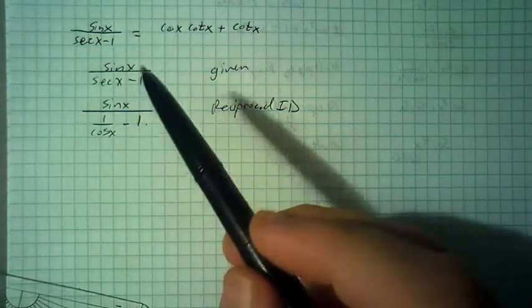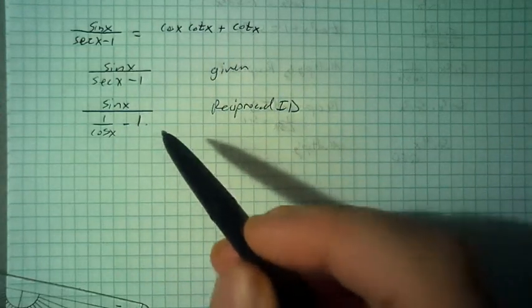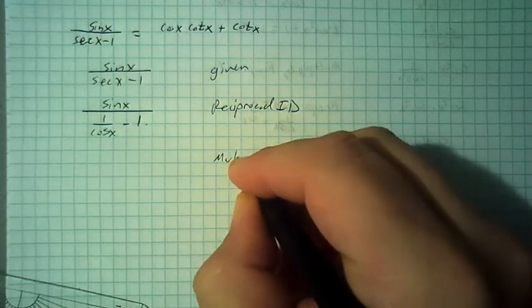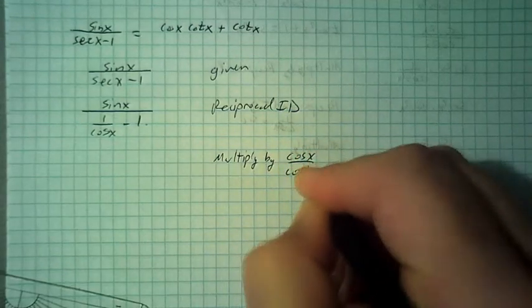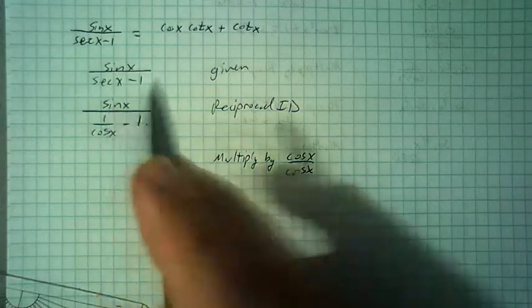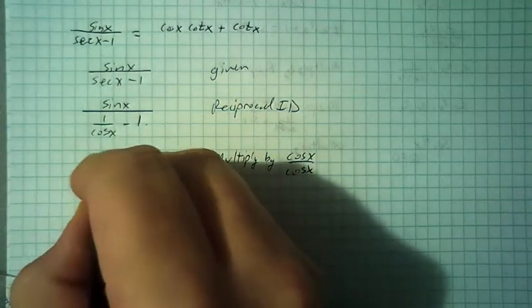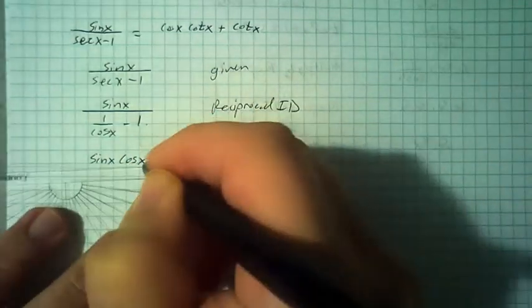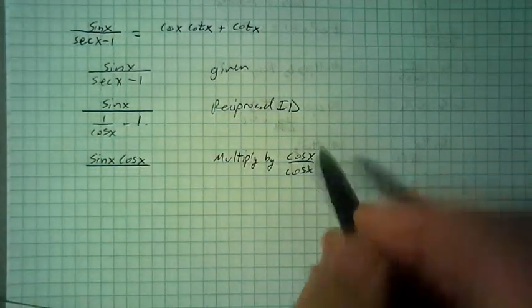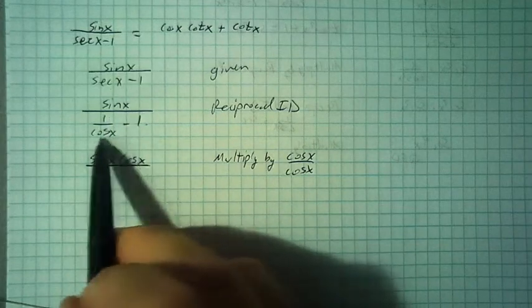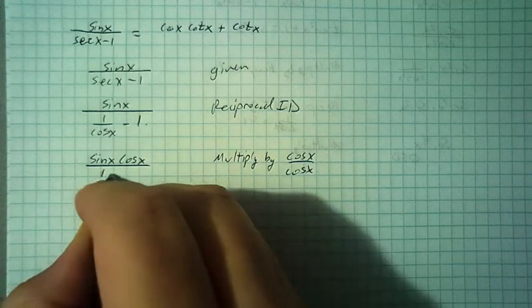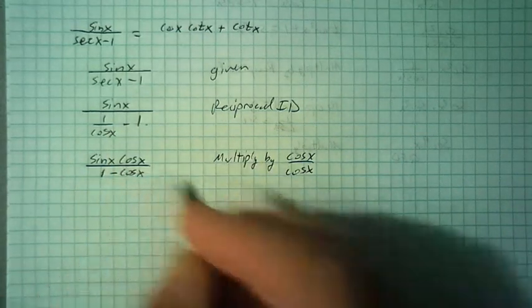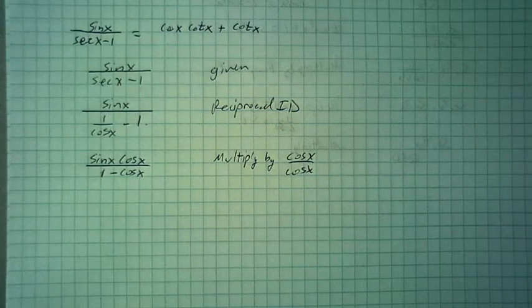Now I have a fraction inside a fraction, which is bad. So I'm going to multiply by cosine over cosine. And that's going to get rid of my fraction. Now on the top, I get sine times cosine. I'm allowed to multiply by cosine over cosine in case you're wondering, because that's 1. And multiplying by 1 doesn't change things. On the bottom, I have to distribute. Cosine times 1 over cosine is 1. And so this becomes cosine. Sine times cosine over 1 minus cosine.